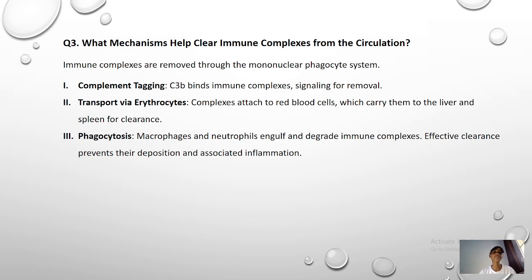The second one is transport via erythrocytes, where complement-attached immunocomplexes bind to red blood cells and are carried on red blood cells to the liver and spleen for clearance. The third is phagocytosis. During phagocytosis, macrophages and neutrophils engulf and degrade immunocomplexes. Effective clearance prevents their deposition and associated inflammation.